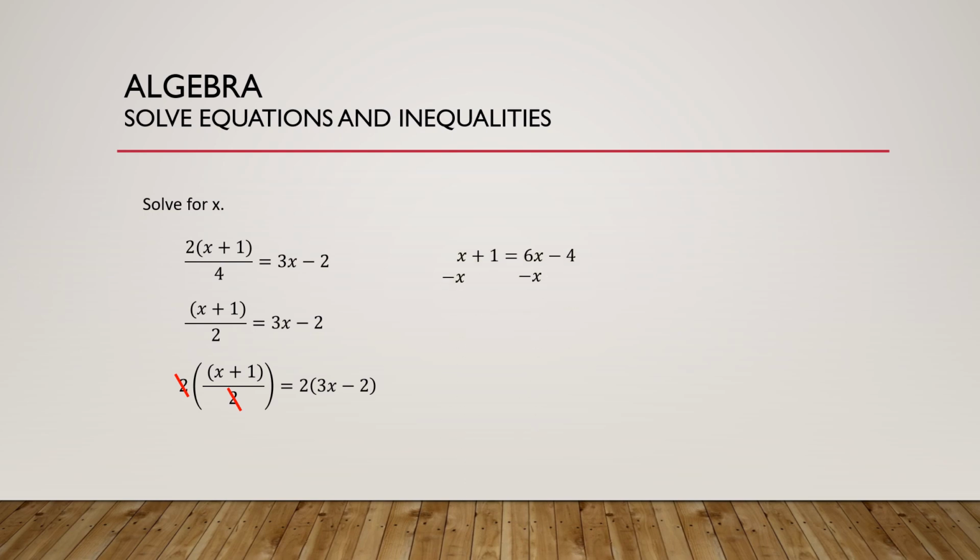We then subtract x from both sides, leaving us 1 equals 5x minus 4. Add 4 to both sides, leaving 5x equals 5. Then we divide each side by 5, leaving our final answer, x equals 1.